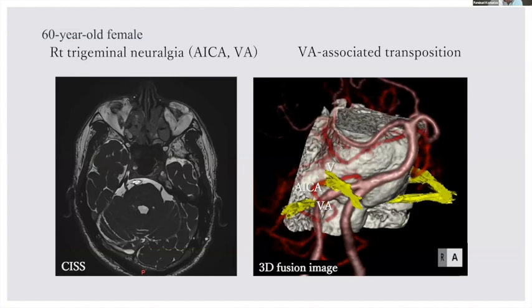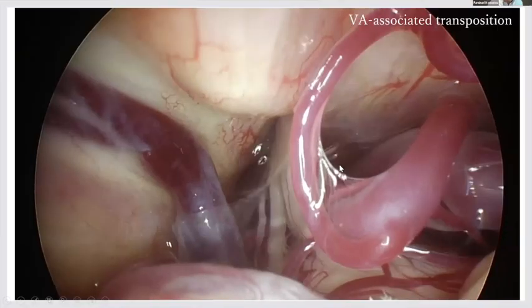I think this is the last case. This is the vertebral artery associated trigeminal neuralgia. The MR image showed that the trigeminal nerve is compressed by the ICA directly and the vertebral artery indirectly. Also, the SCA is related to this case. The video is shown.